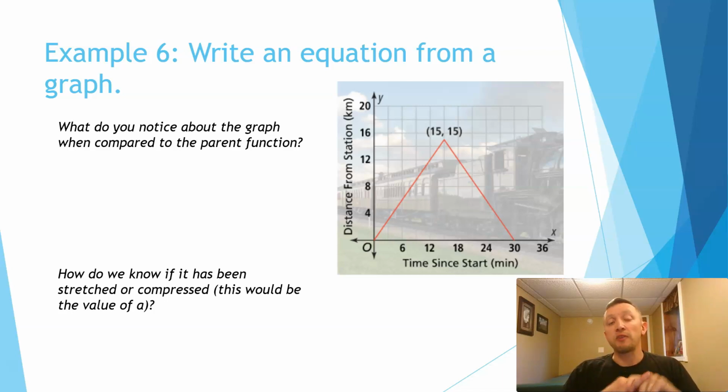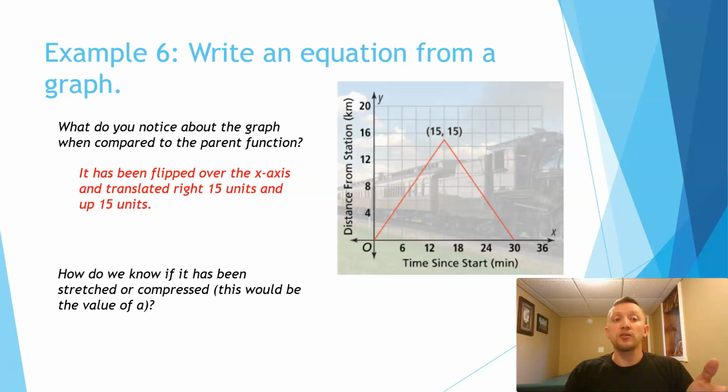You should recognize that it's been flipped vertically over the x-axis. You should recognize that the vertex is moved to the right 15 units, and it's also moved up 15 units. So let's start there. It has been flipped over the x-axis and translated 15 units right and up 15 units. So for the time being, we can come up with a general equation looking something like this.